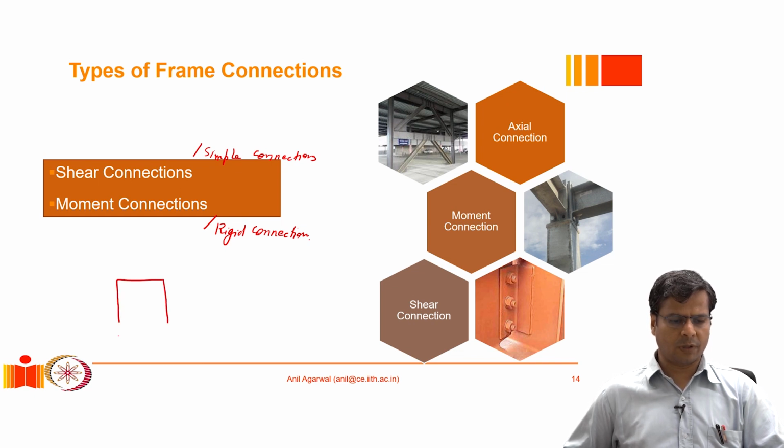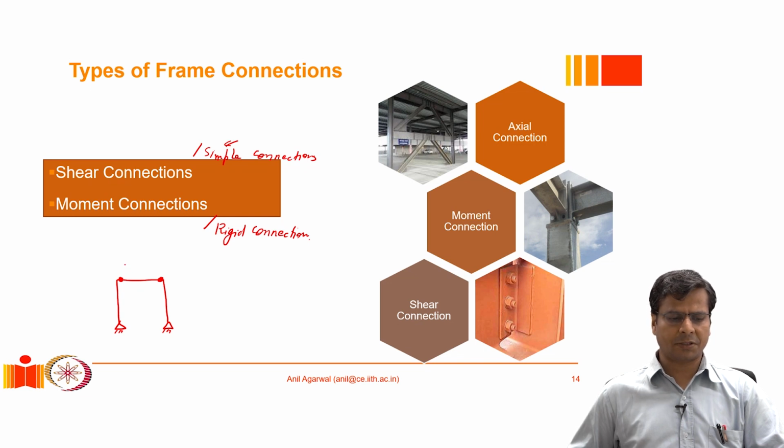Imagine that we have a portal frame, and let's say the base is pinned. Now in this frame, if we have hinges here, that means there is no resistance against relative rotation. When I say relative rotation, I mean the rotation of the beam with respect to the column. If the beam and column can rotate with respect to each other, that type of connection would be a shear connection or simple connection. Why is it called a shear connection?